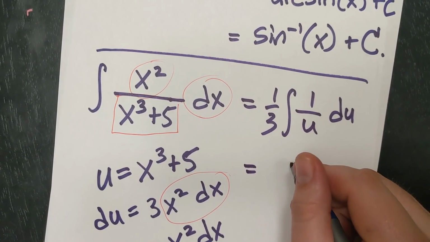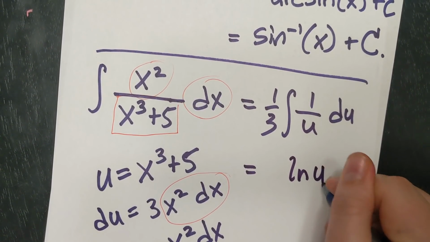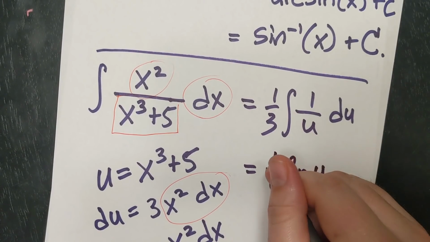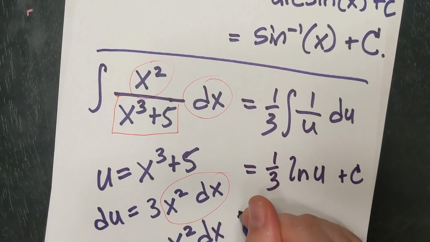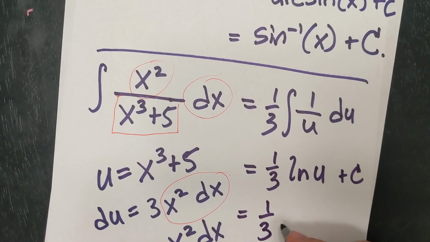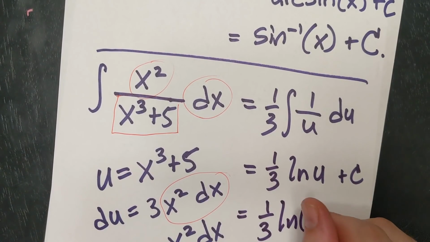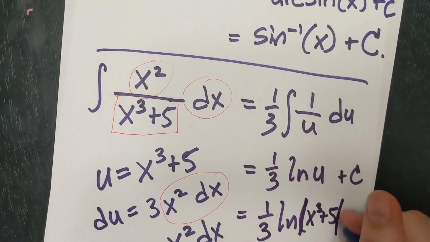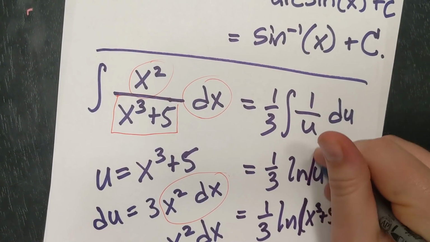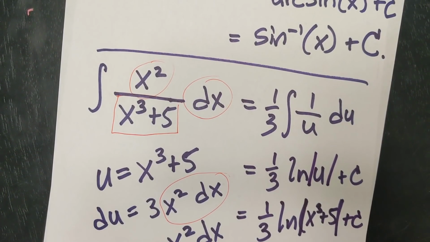And we know that is ln of u. So I have 1 over 3 ln of u plus c, which comes out to be 1 over 3 ln of my u, which is x cubed plus 5. You might want to put absolute values just to indicate that this has to be positive. You can't take ln of a negative number.